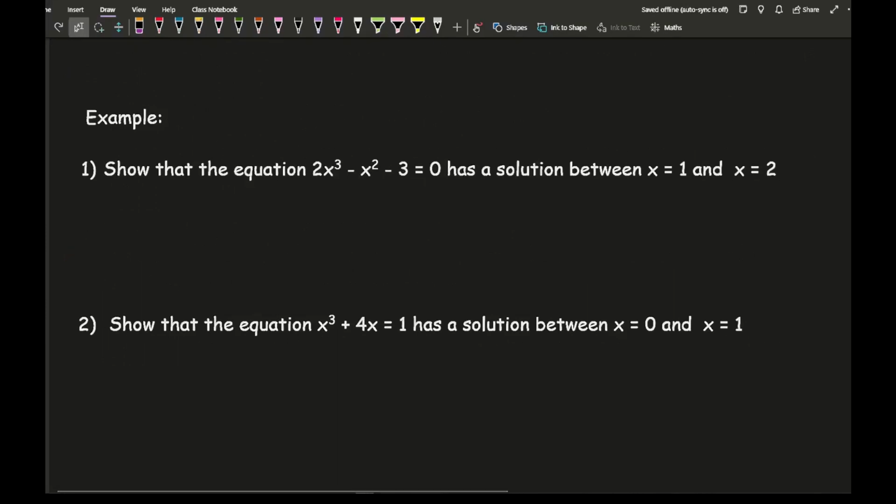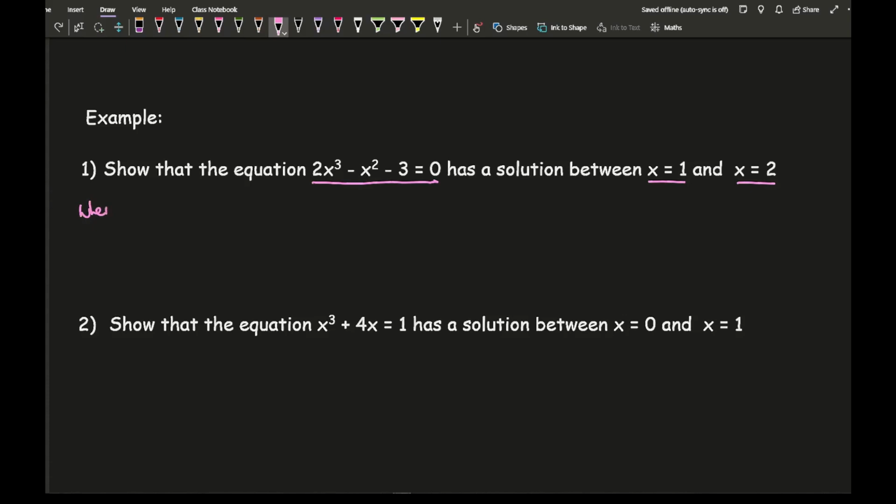So now let's have a look at some examples. In example 1, it says show that the equation 2x cubed minus x squared minus 3 equals 0 has solutions between x equals 1 and x equals 2. So first things first, let's just double check to make sure that the equation that we've been given is equal to 0, which it is. So all that's left for me to do is then substitute x equals 1, x equals 2 and work out the values. Now because the values are relatively small, in terms of 1 and 2, this could easily appear on a non-calculator paper, so again just be mindful of that.